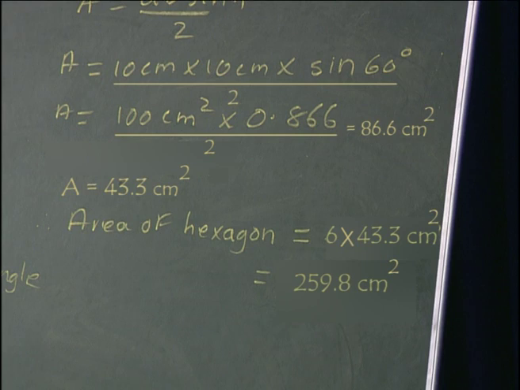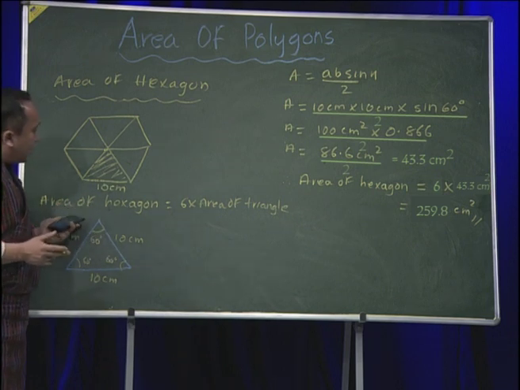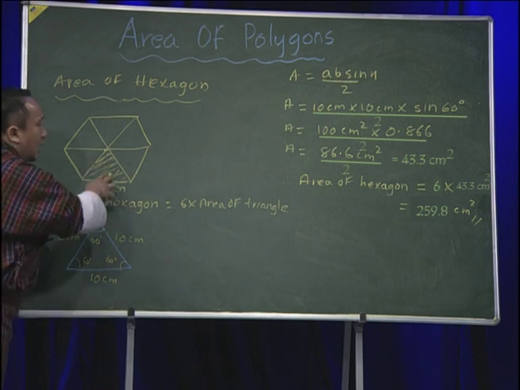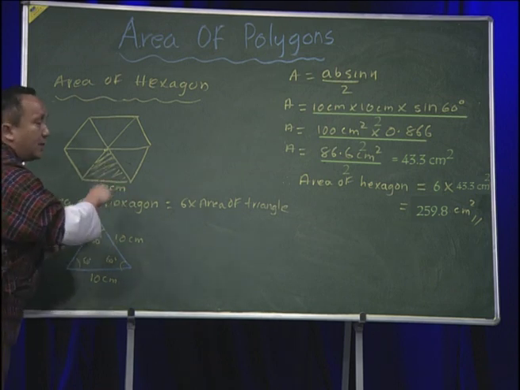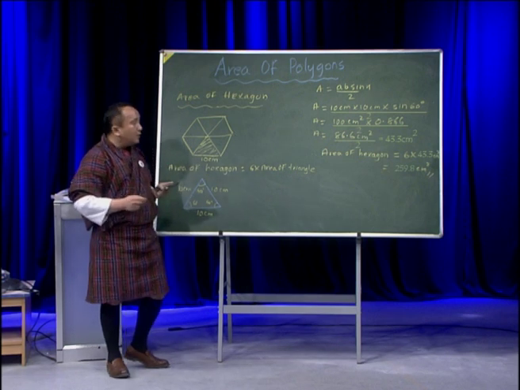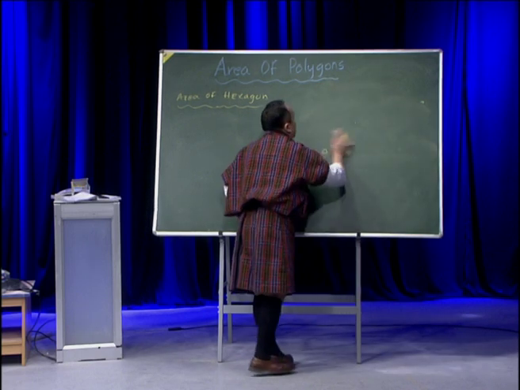Once again, if I explain, to find the area of a hexagon, there is as such no standard formula. So to find the area of a hexagon, since we know how to find the area of a triangle, you determine the area of one of the triangles and multiply by 6, and that's how we find the area of a hexagon. Next, let us learn how to find out the area of a regular pentagon.